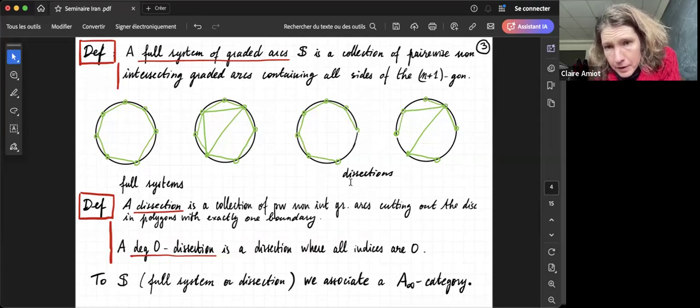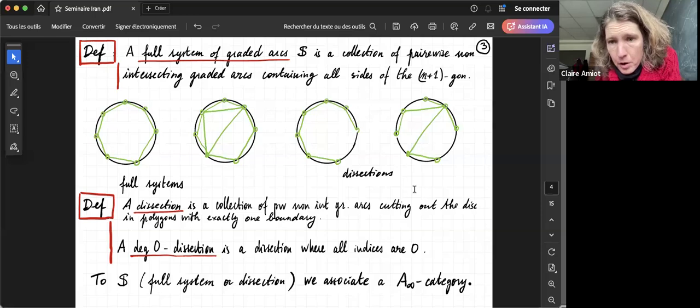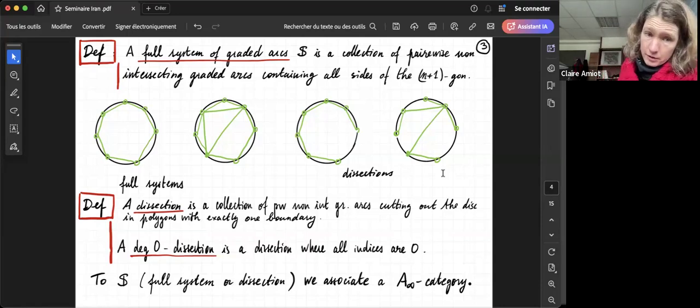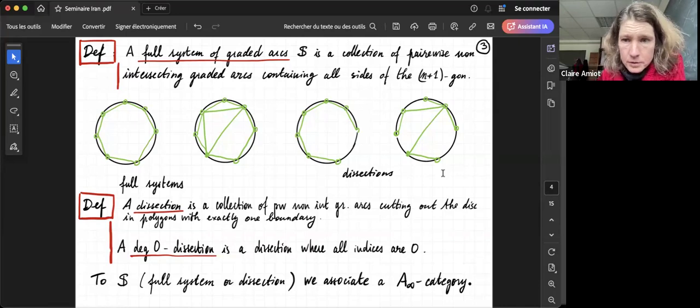Here, just a small remark. You can check that these two dissections have exactly the same number of arcs, which is a general property of dissections. They have a fixed number of arcs, which is exactly n in this case.